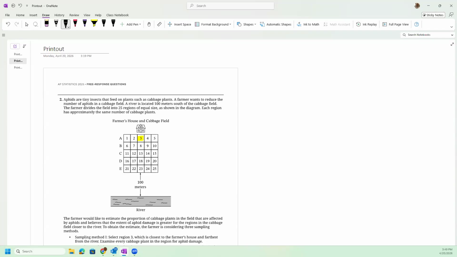Remember, if you've read the book If You Give a Mouse a Cookie, it's always something that leads to something that leads to something. He did a sample of region 3, which is really close to his house. He believes that aphids are bad really close to the river. By picking this sample, he is not addressing his concern. So that's the problem with something like this.